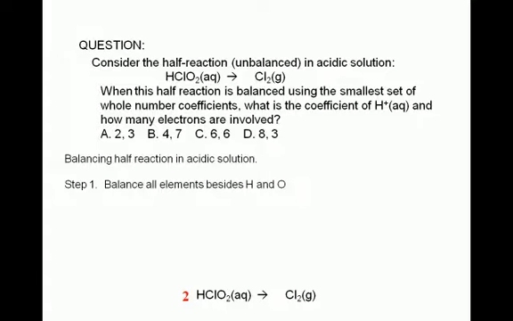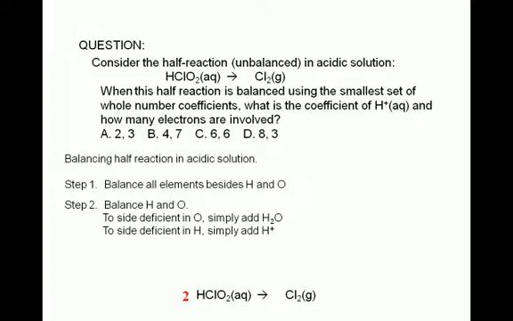The next step is to balance hydrogen and oxygen. It is best to balance oxygen first. To the side that is deficient in oxygen, we simply add one H2O for each missing oxygen. Then to the side that is deficient in hydrogen, we add hydrogen ions, one hydrogen ion for each missing hydrogen.